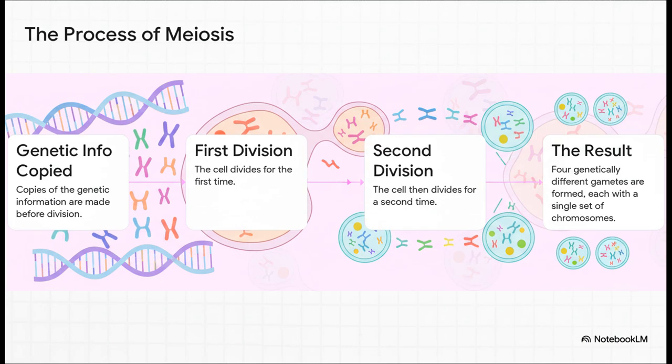Think of meiosis as a kind of two-step dance. First, the cell copies all of its DNA, just like it normally would. But then, and this is the clever bit, it doesn't divide once, it divides twice, and the end result is 4 gametes. But here's the most important part. They're all genetically unique, and they have only half the number of chromosomes. Just a single set, not pairs.